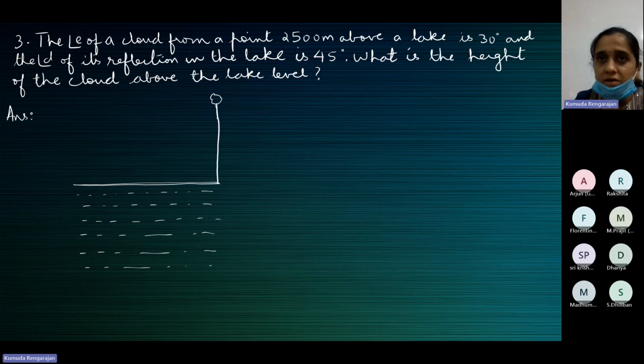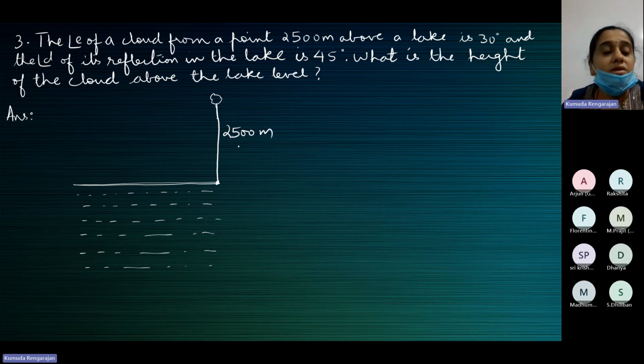cloud from the lake, from the surface of the lake is 2,500 meters. From the surface of the lake, the height of the cloud is 2,500 meters. So cloud, and this is the point on the surface of the lake. The distance between the cloud and this point on the lake is 2,500 meters. Distance is always the perpendicular distance. It's a vertical distance. Okay, this is what is given.